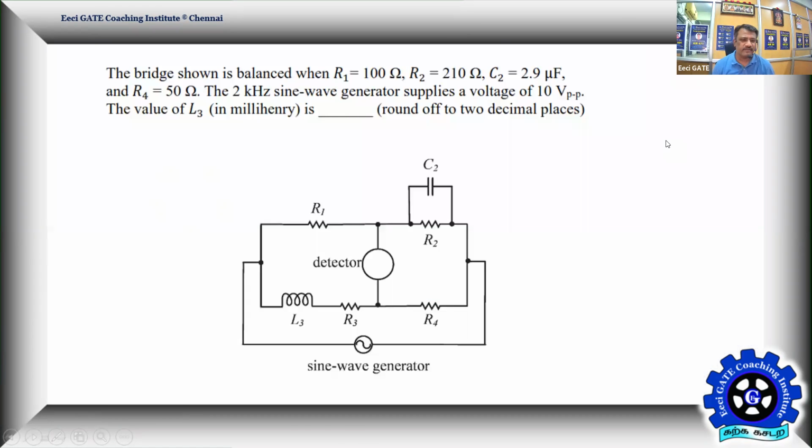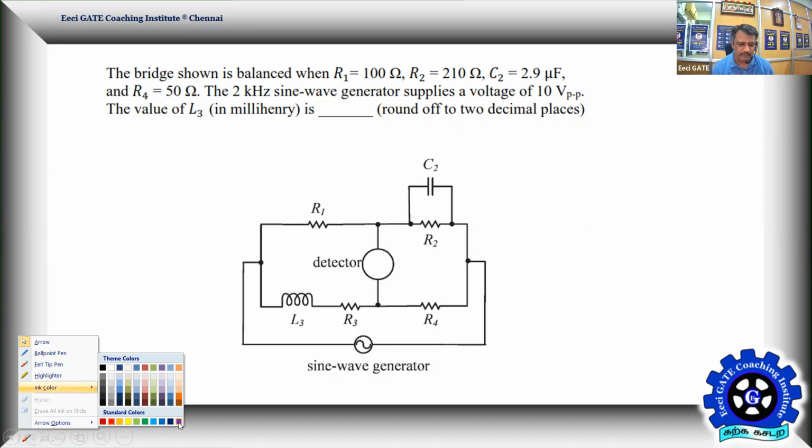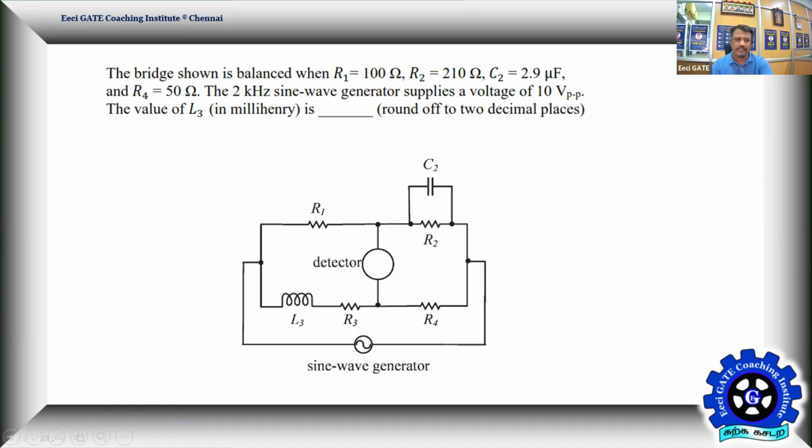Yes, that's a problem. We have a bridge. The moment you see the bridge, you will understand that's a Maxwell's inductance capacitance bridge. The bridge is said to be in balance. So balance condition values are given. That's a very simple problem. Even if you begin from scratch, you'll get the answer instantly, quickly.